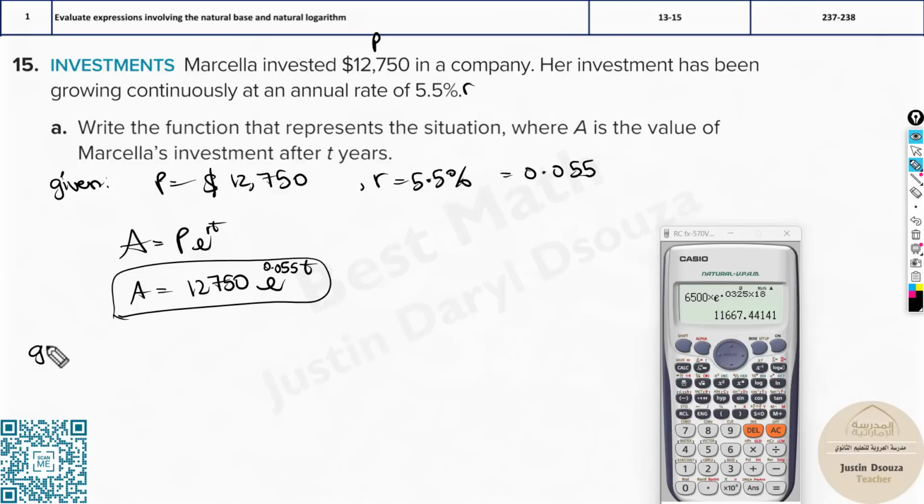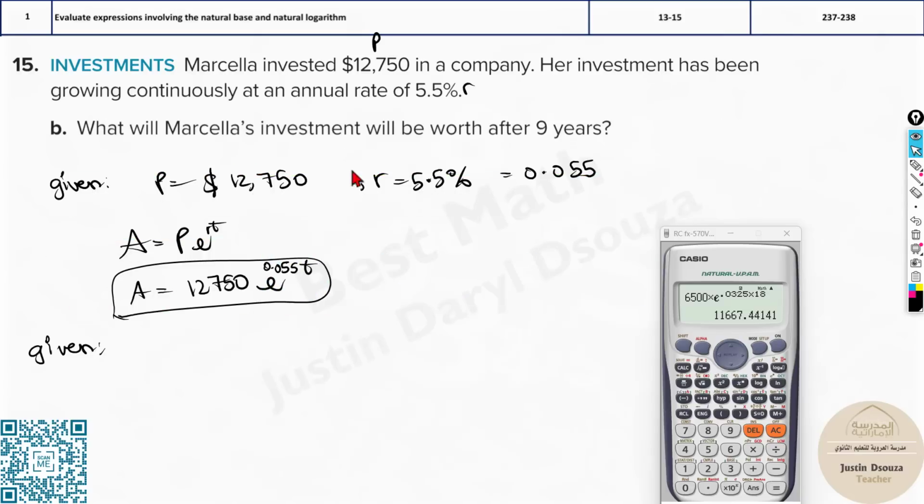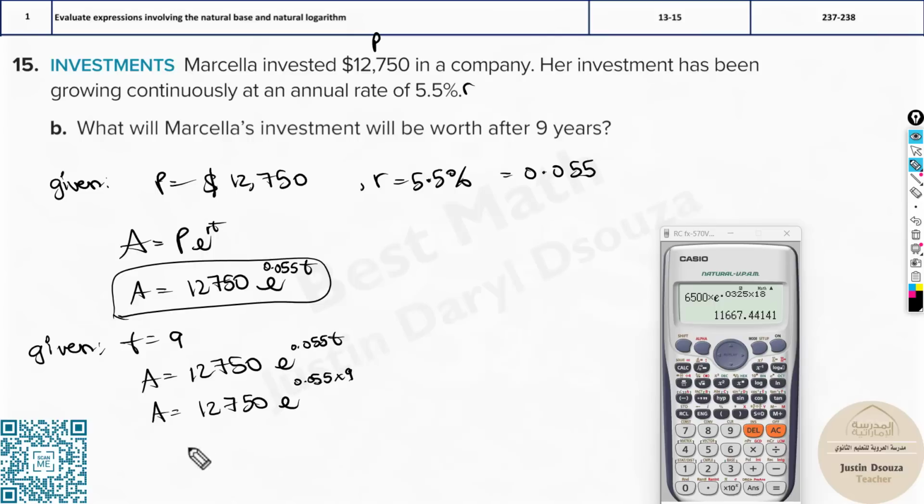Now in the part B, they will be giving you time, and then we solve what's the amount of money after a certain time. So that's the first part done. Now what's it after 9 years? So we are given t is equal to 9. It's desirable to write this first, as the formula is A equals P e to the power 0.055 t. Now do the substitution. A is 12,750 e to the power 0.055 multiplied by 9.